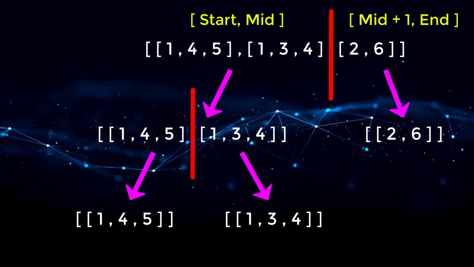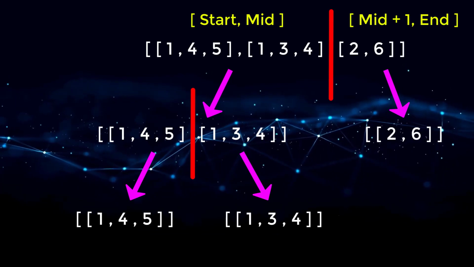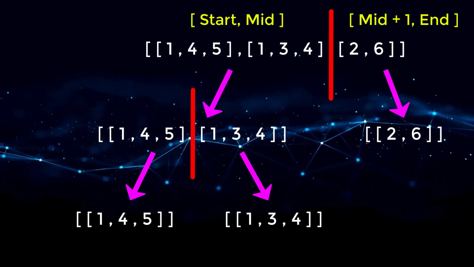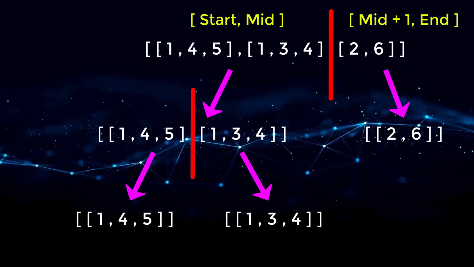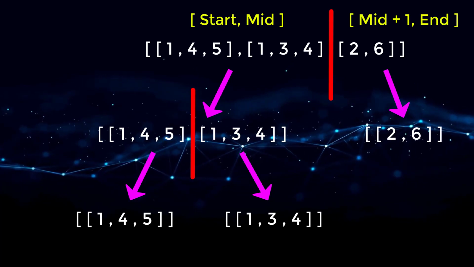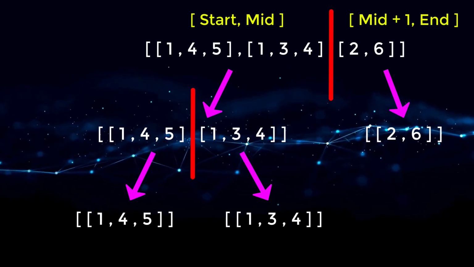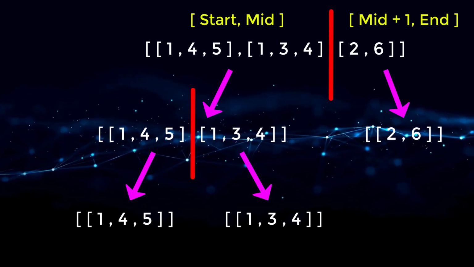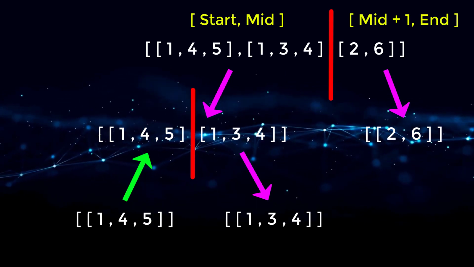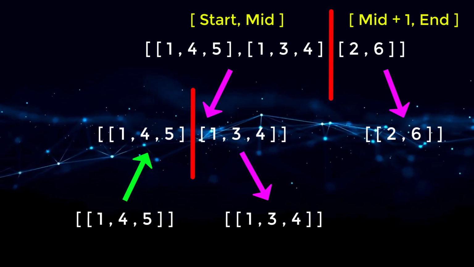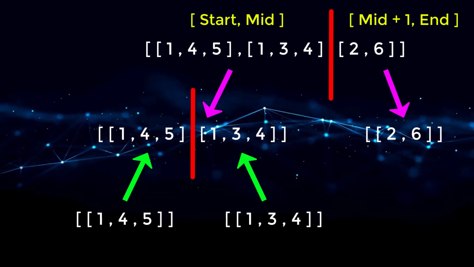So now, as you can see, after we did that, the division resulted in two base cases since each list is on its own. What this means is now we just need to go back up the chain and merge the lists together. So 1, 4, 5 gets returned from our recursive call, and 1, 3, 4 gets returned from a separate recursive call.